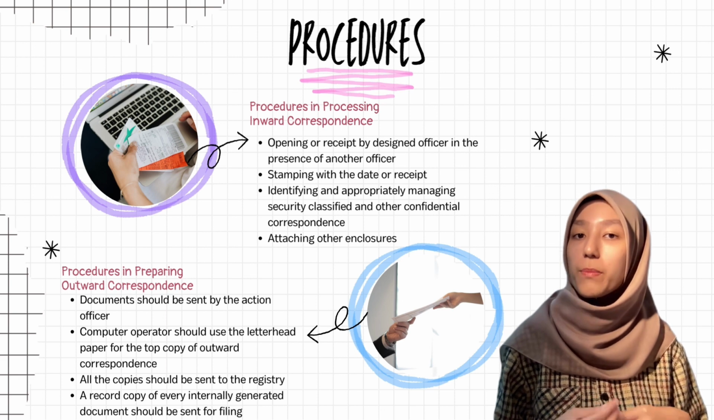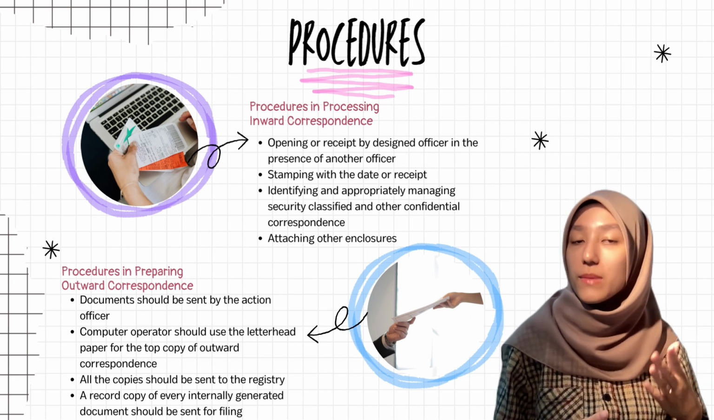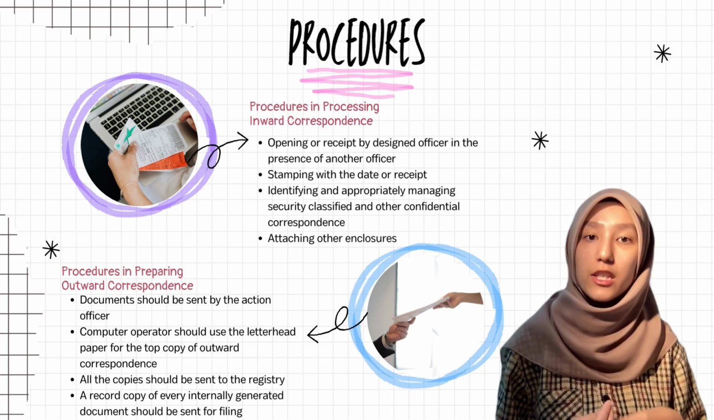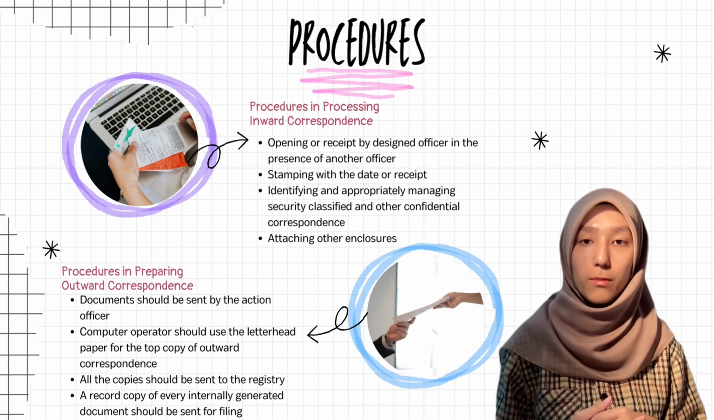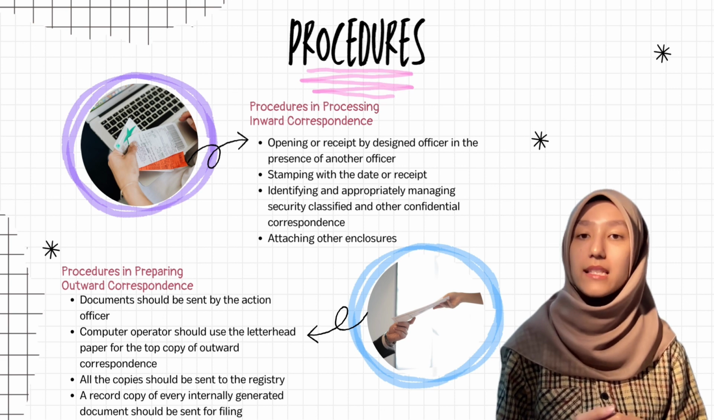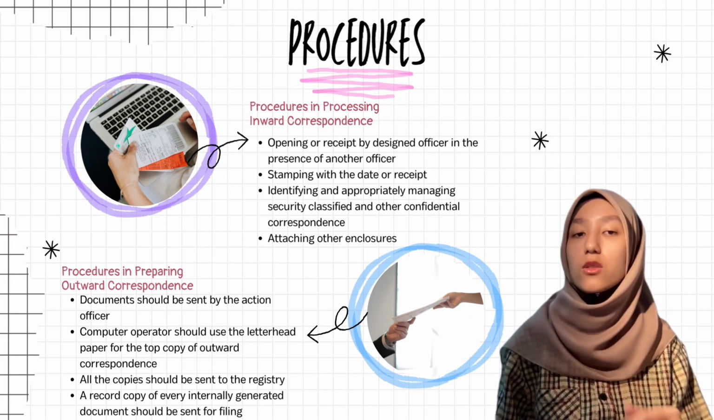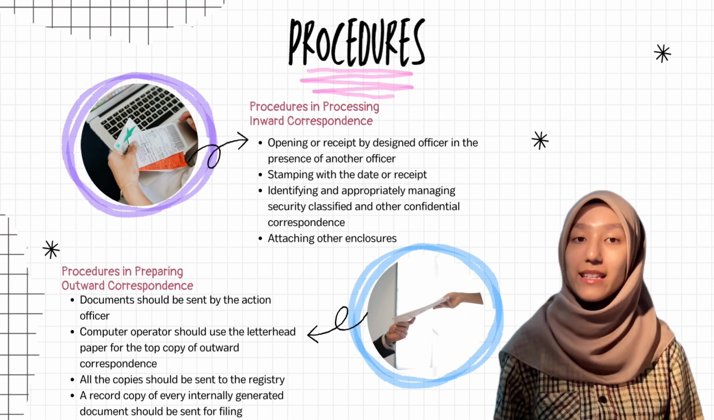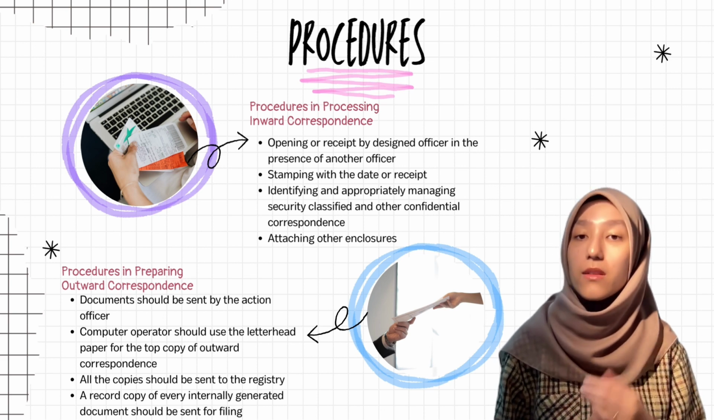Next, the procedure to prepare outward correspondence. Documents should be sent by the action officer. The computer operator should use the letterhead paper for the top copy of outward correspondence, and all the copies should be sent to the registry. Lastly, a record copy of every internally generated document should be sent for filing.